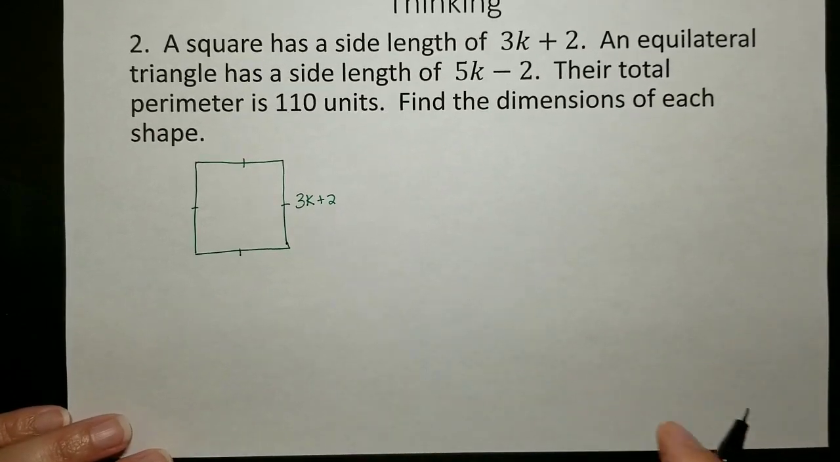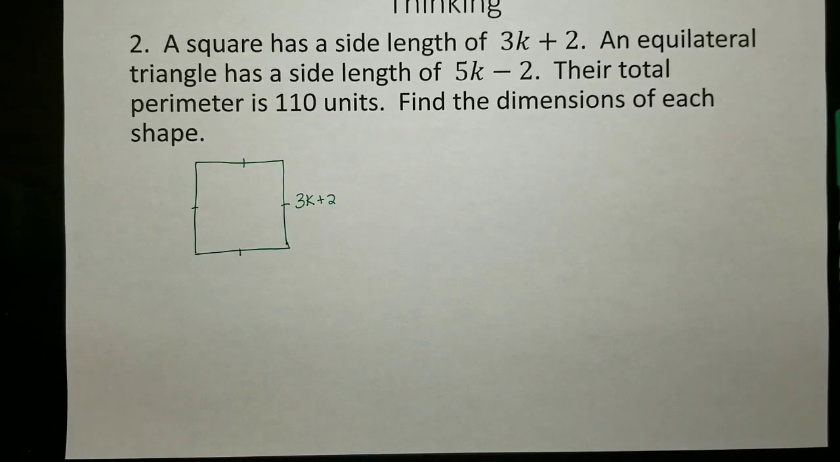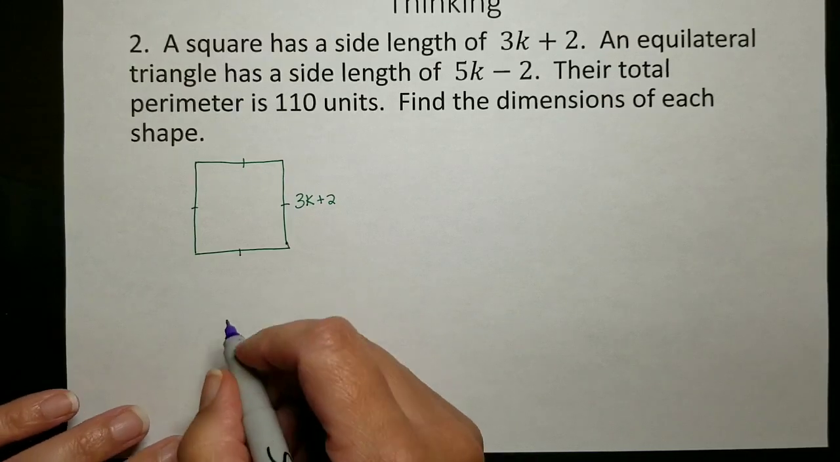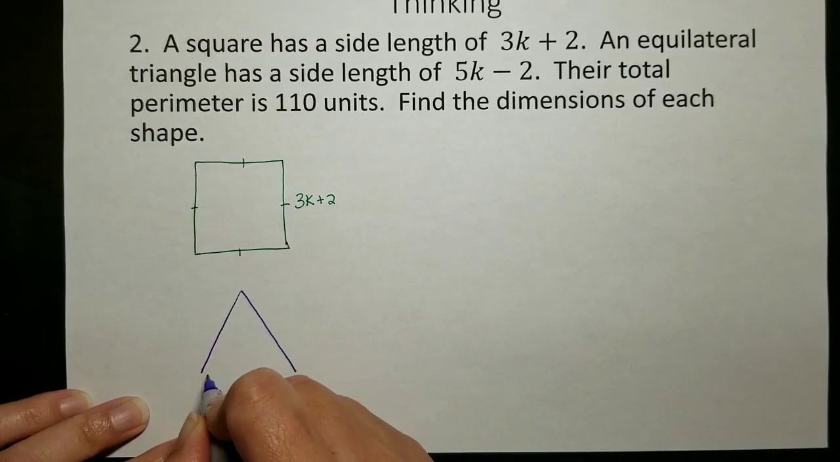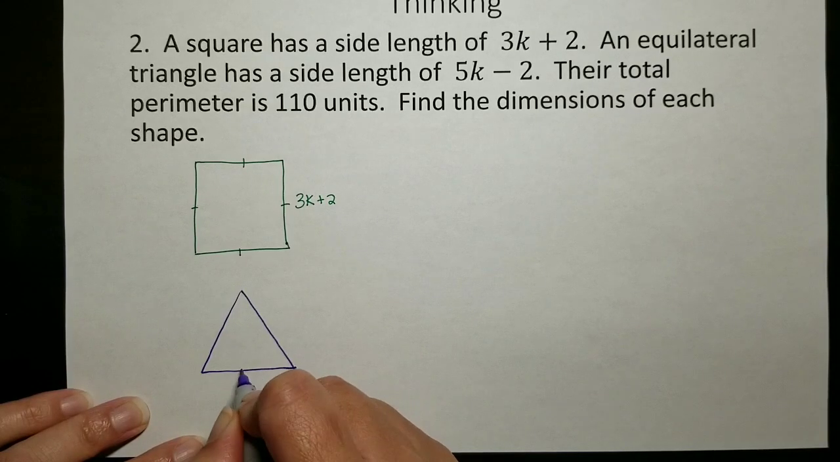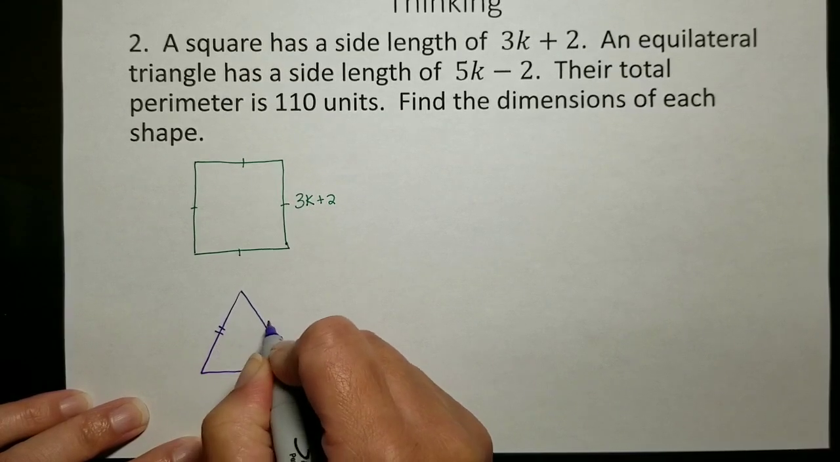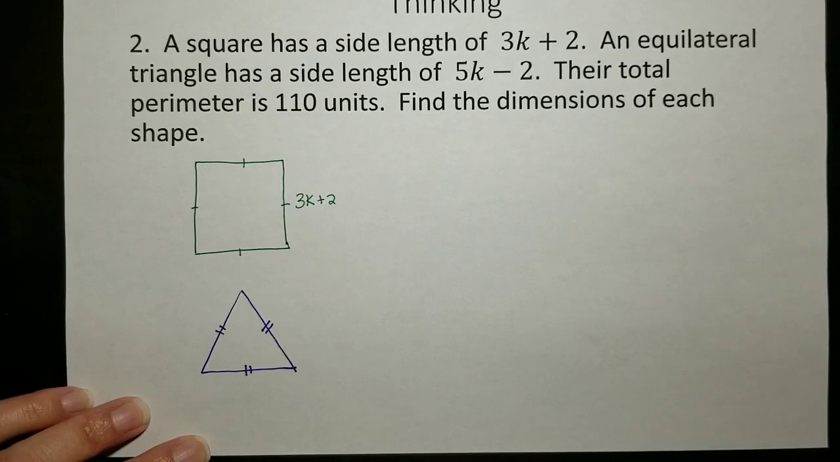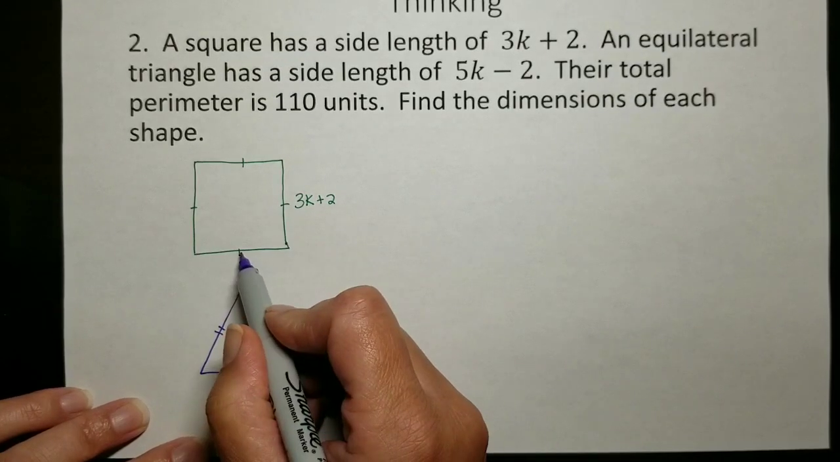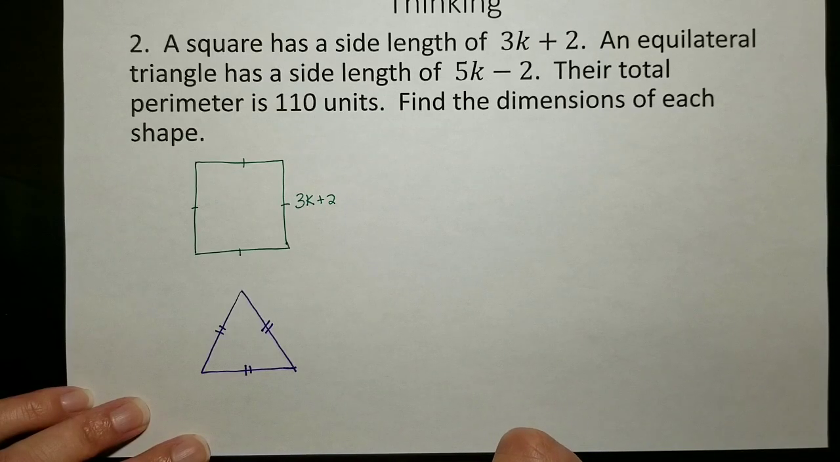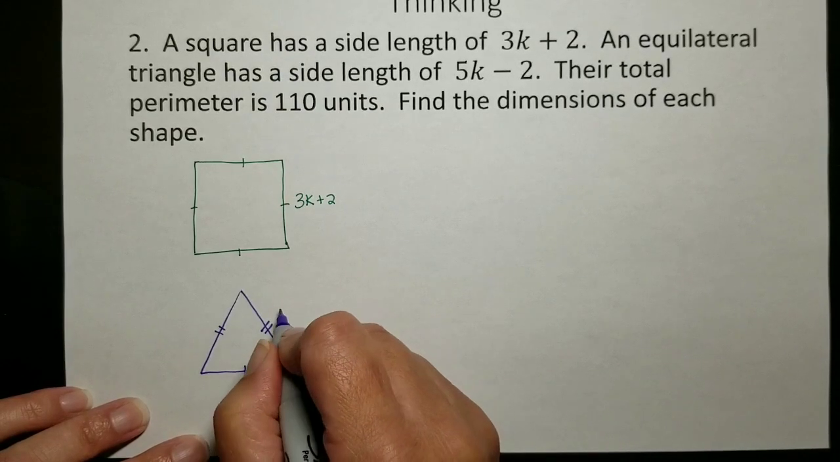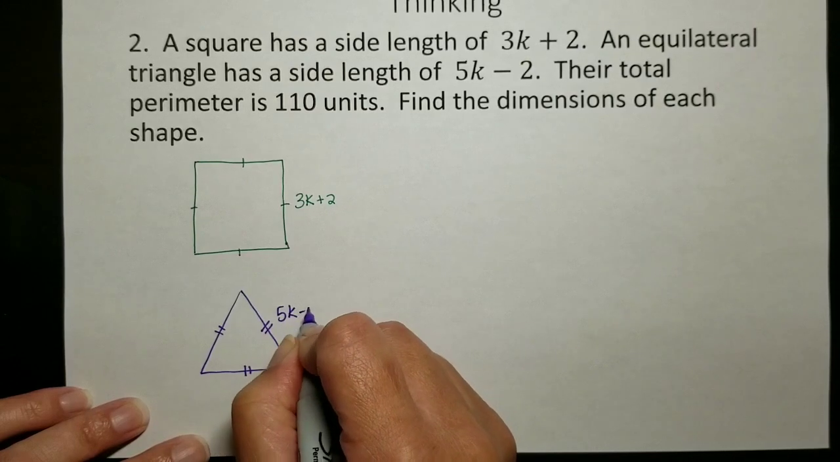Then it says an equilateral triangle. So remember, an equilateral triangle is a triangle where all 3 sides are the same. I almost said all 4 sides. There's not 4 sides. All 3 sides are the same. And notice I'm doing 2 tick marks to show it's different than this one, but all of these with the 2 tick marks are the same. And they have side lengths of 5k minus 2.